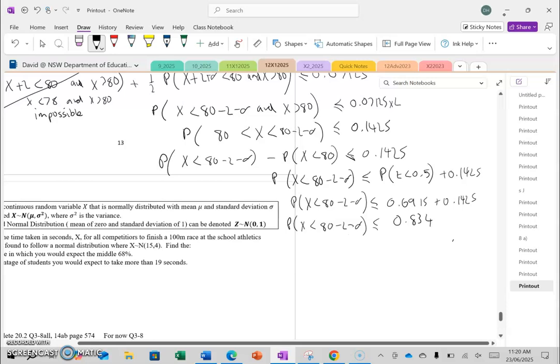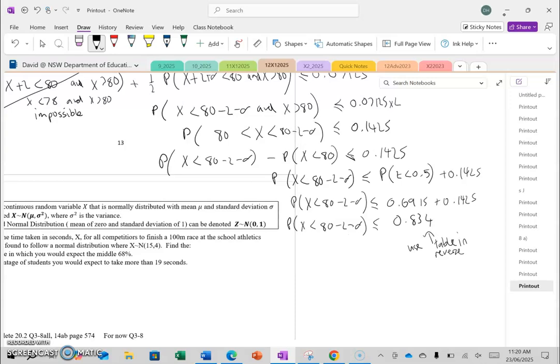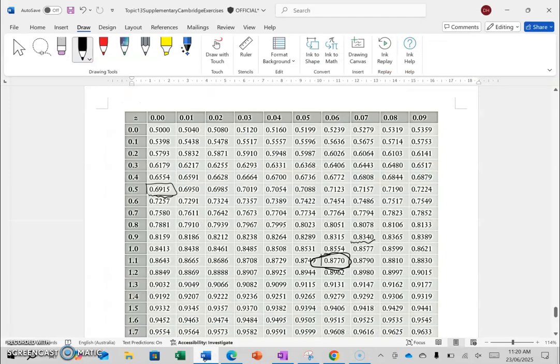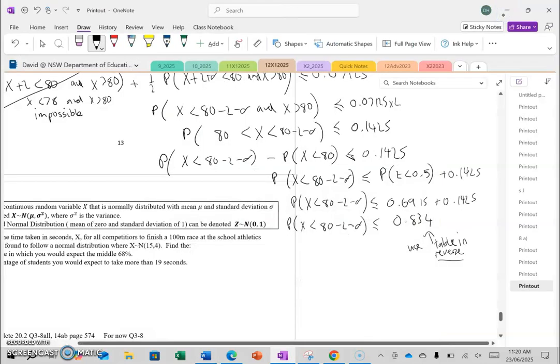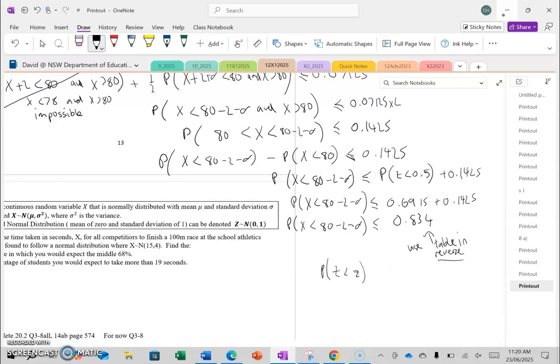Then we've got a probability. We know what the answer to the probability should be, so we can use the table in reverse. So probability of 0.834. Let's go through. 0.834 is here. 0.97. Okay, so that means that this guy here represents probability that z is less than or equal to 0.97. Or rather, I'll just write it as z. The z-score has to be less than or equal to 0.97. That's a better way.